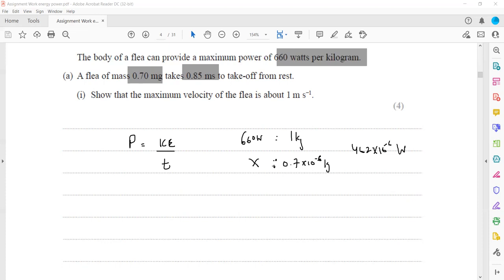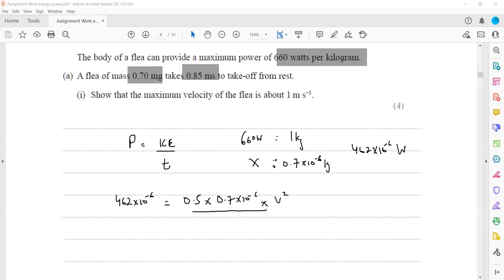What I did, I multiplied 660 by 0.7, so it is 462 into 10 power minus 6. I did not multiply the powers of ten, I just multiplied the numbers. So we have the power, which is 462 into 10 power minus 6. Then the useful energy is the kinetic energy, which is 0.5 times the mass of the flea, 0.7 into 10 power minus 6, multiplied by speed squared, v square. And that is divided by the time.